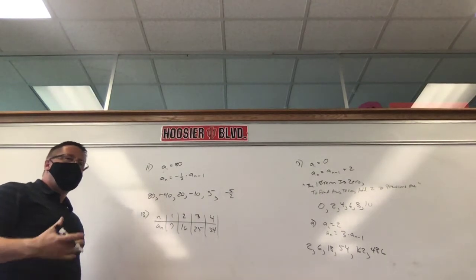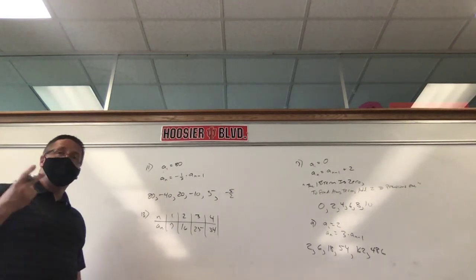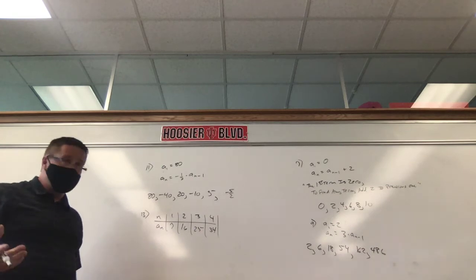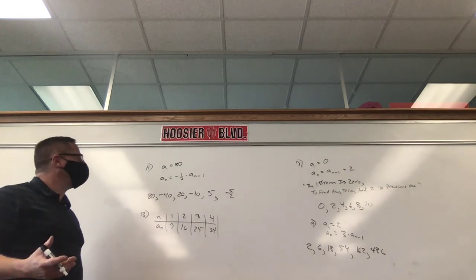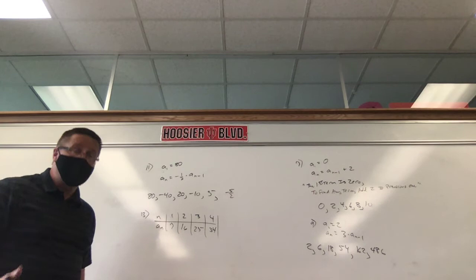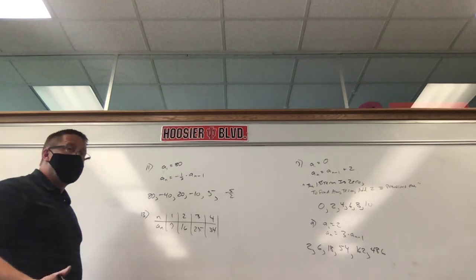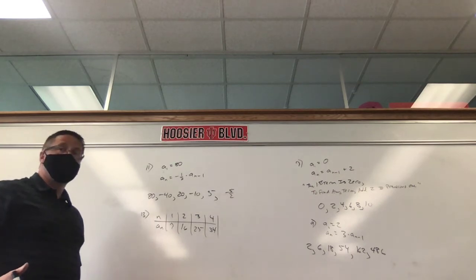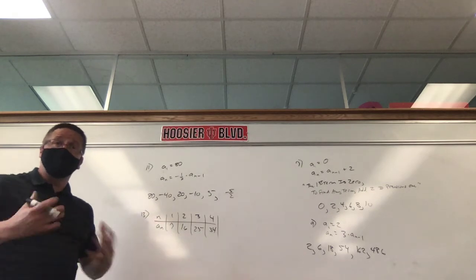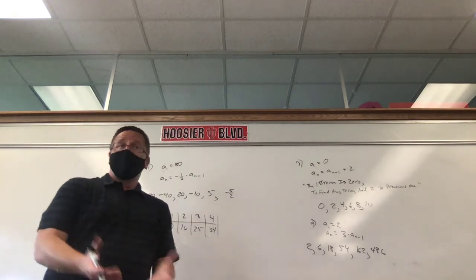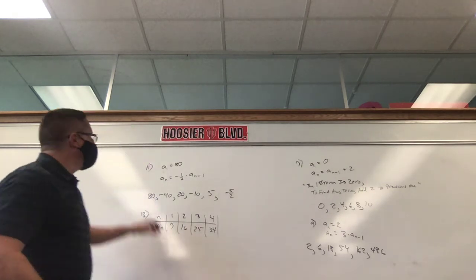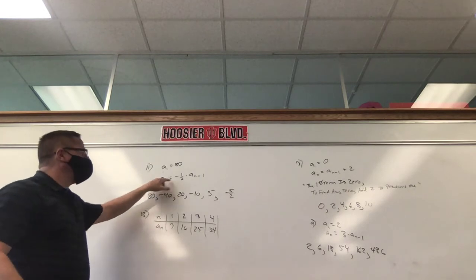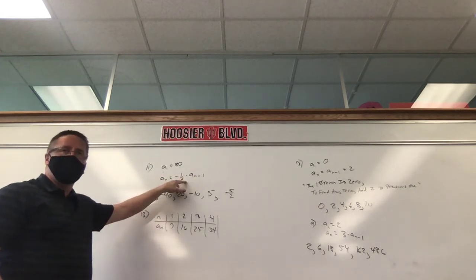Now, recursive formulas always have two parts. One part's easy. The first thing I give you in every one is the first number. It's 1. That's simple. The second thing they give you is how to find any term: you take the previous term and do something to it.